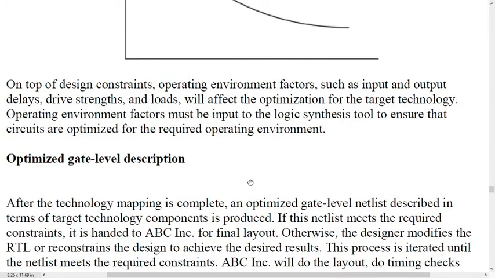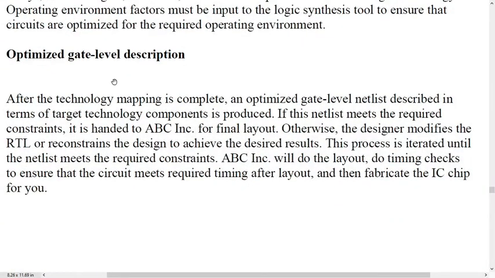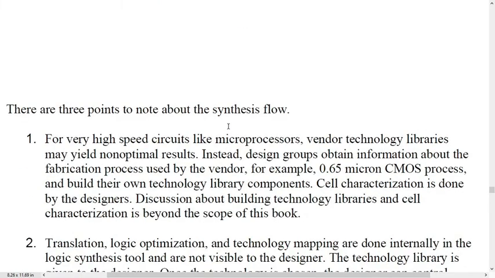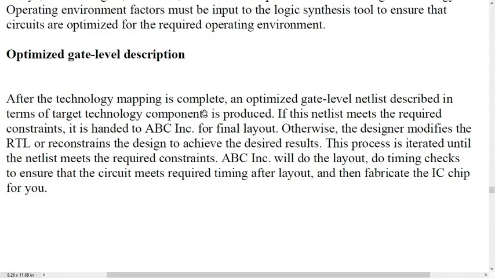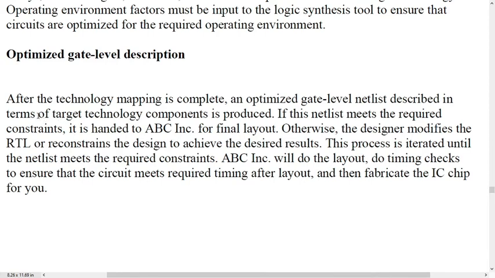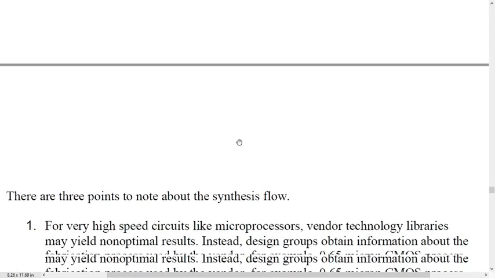Then the optimized gate level description. So I need to have an optimized gate level representation. What are the things which are required to say that it is an optimized gate level description? After the technology mapping is completed, an optimized gate level netlist description is produced in terms of the target technology components. There are different technologies available.